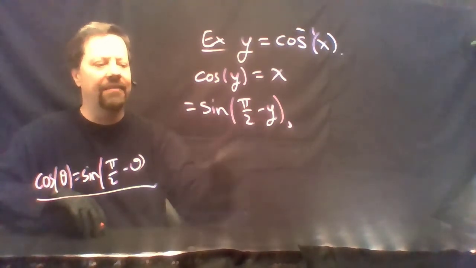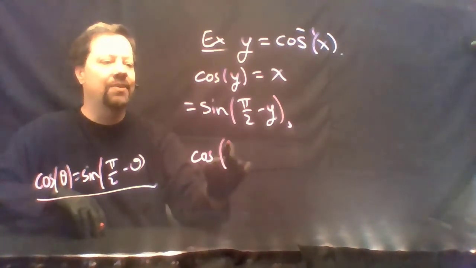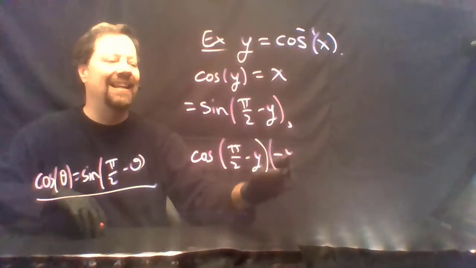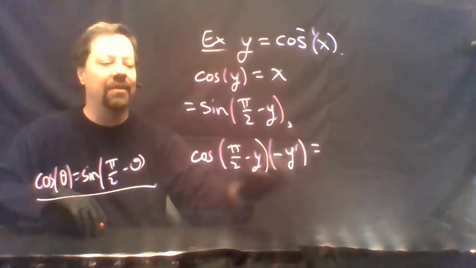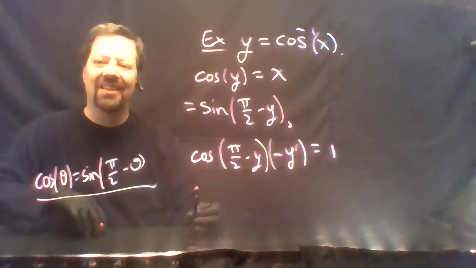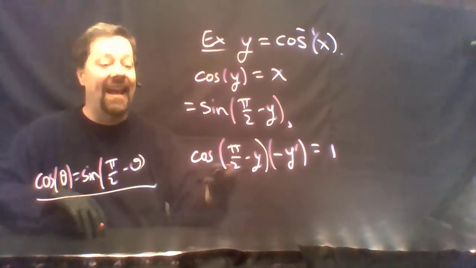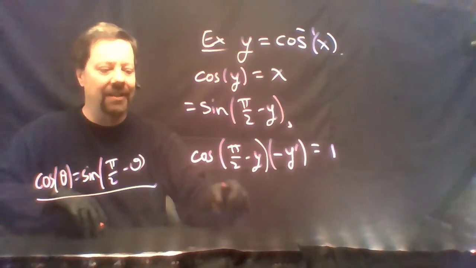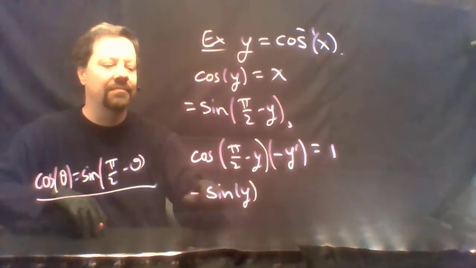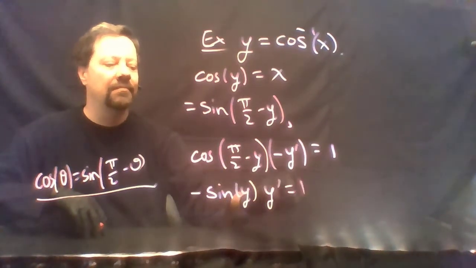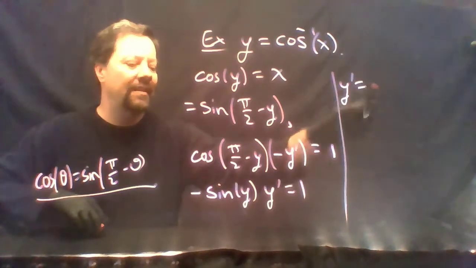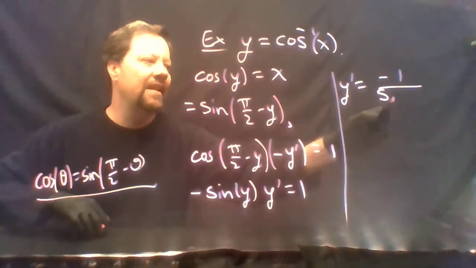On the left-hand side, we'll have the cosine of pi over 2 minus y times negative y prime when we take the derivative of the inside. We have to use the chain rule. On the right-hand side, we have 1. And by another cofunction identity, this is the sine of y. It follows then that y prime is minus 1 over the sine of y.